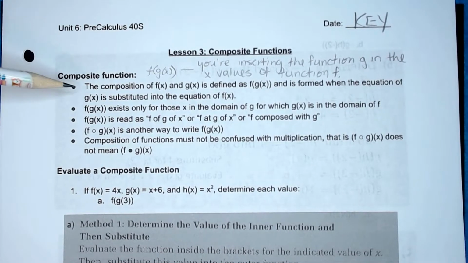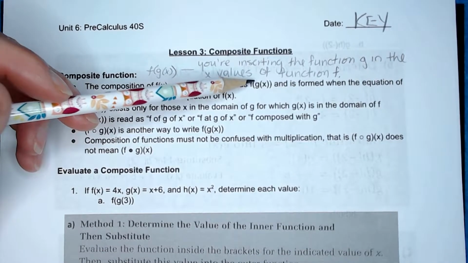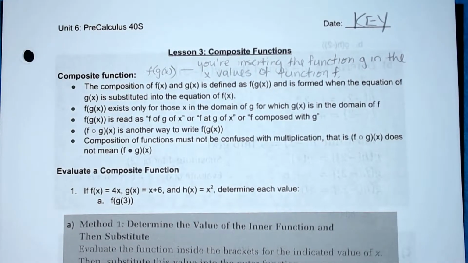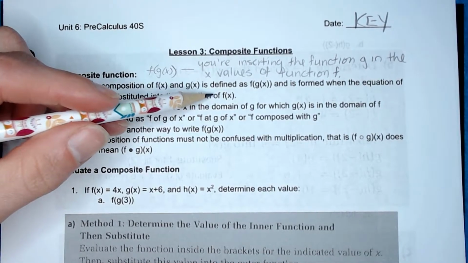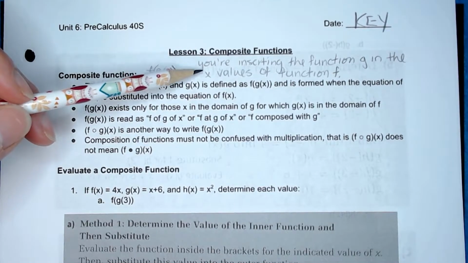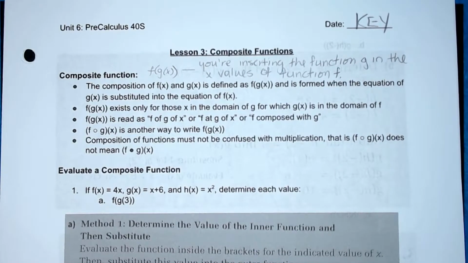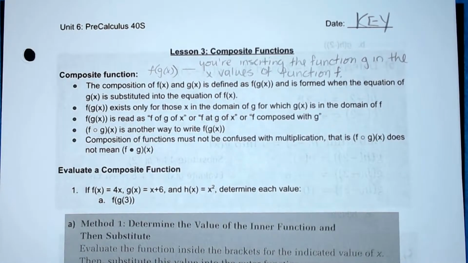So a composite function, the composition of f and g of x, is defined as f of g of x and is formed when the equation of g of x is substituted into the equation of f of x. So what this is really saying is that you're inserting the function g in the x values of the function f. It's nothing more than that. So it's not the same as multiplying. What we're saying here is that the function g of x, whatever it equals, is going to replace all the x's in f of x.